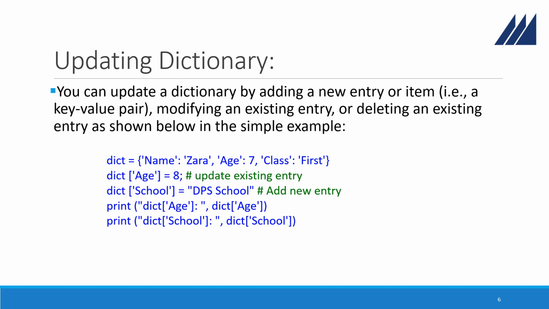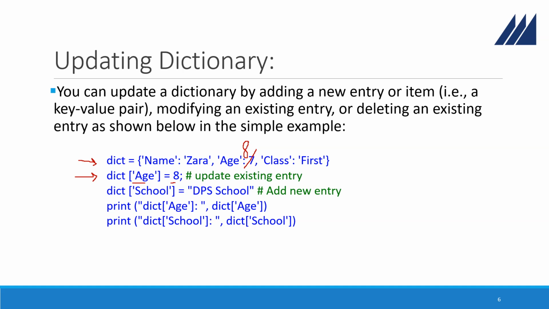Okay, here's an example. If I have a dictionary, the one that we saw before, if I say dict and between square brackets age equal to 8, guess what? 7 is going to be changed to 8.